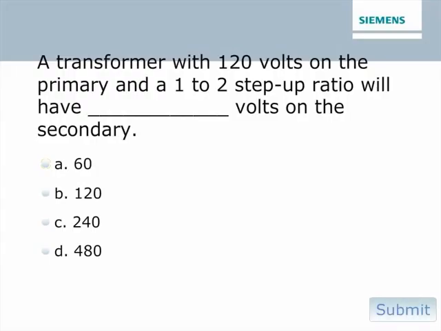Question 14. A transformer with 120 volts on the primary and a 1:2 step-up ratio will have blank volts on the secondary. Is that A, 60, B, 120, C, 240, or D, 480?